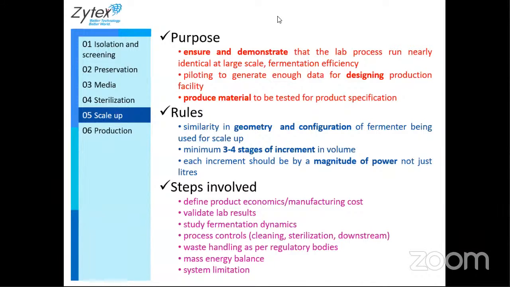Then what is the mass energy balance? Mass energy balance is a very critical part to determine the cost of a product. How much raw material am I providing and how much material is getting converted into the end product? There is statistics involved, which is actually responsible for costing a manufacturing procedure. Then there will be many system limitations. Sometimes dissolved oxygen could not be maintained. So those physical parameters need to be studied in detail during the scale-up procedure. Next.